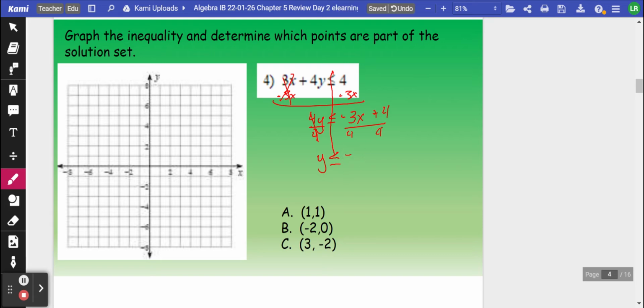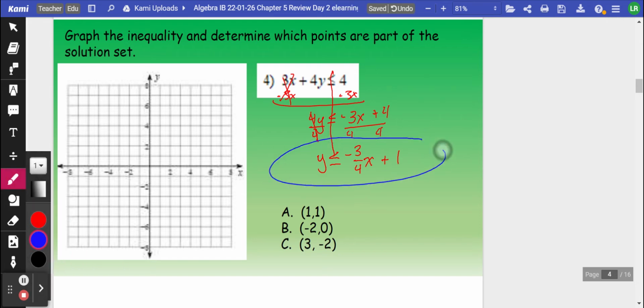That does not divide evenly, so we write the fraction. 4 divided by 4 is 1. Again, be in the right habits. I'm looking right here. Y-intercept is 1. My slope is -3/4. That is down 3, right 4. From here, down 3, right 4, down 3, right 4. And I can reverse it, up and left.